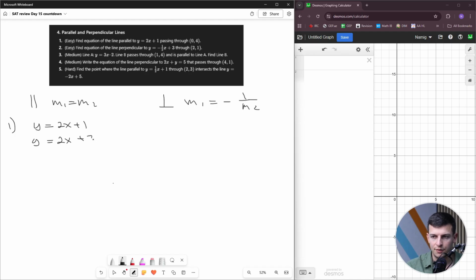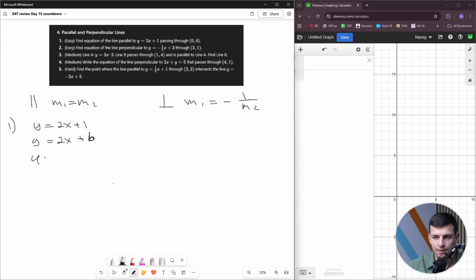Now I could put 3 here, 5 here, whatever, doesn't matter, but now it does, because they're asking that it has to go through (0, 4). So I'm going to leave this as a variable, b, because we don't know it. We need to find it out. Now, how can I find out? Did they try to help me with that? Yes, they gave us a point, (0, 4). So if I plug in 0 for x and 4 for y, I should have my answer.